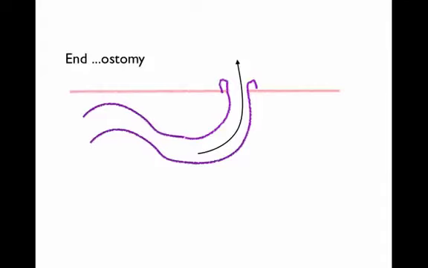Now this can be for various reasons which we won't go into, but as you can see here, the bowel is now diverted to the abdominal wall, and the contents proximal to this will now end up in the outside environment, into a stoma bag.